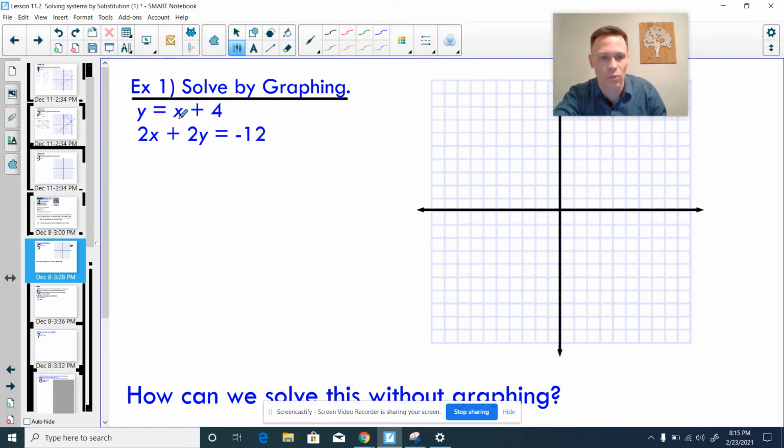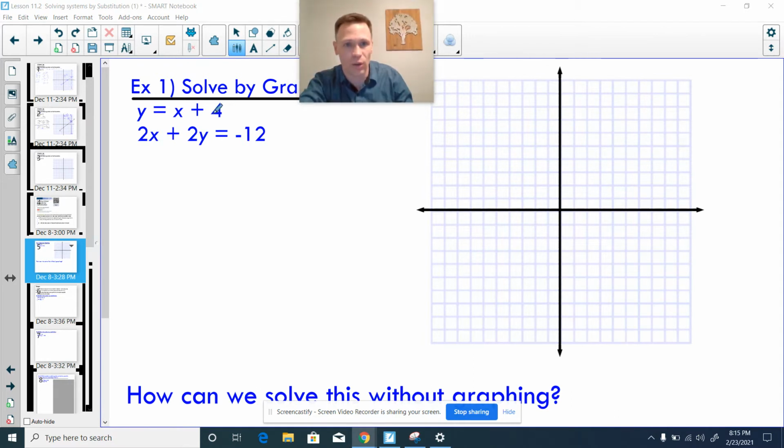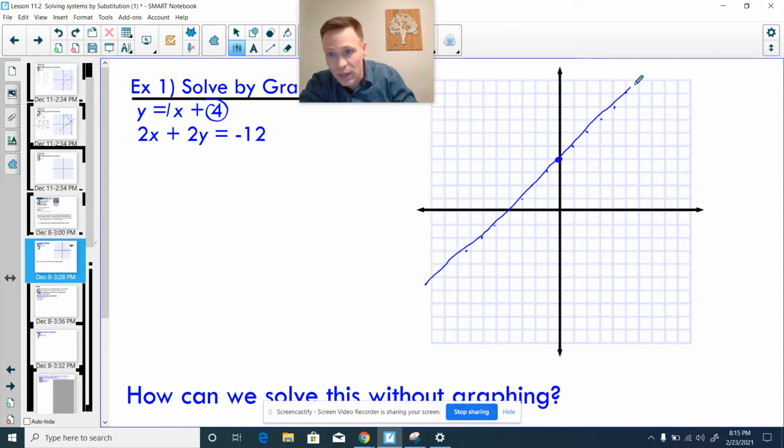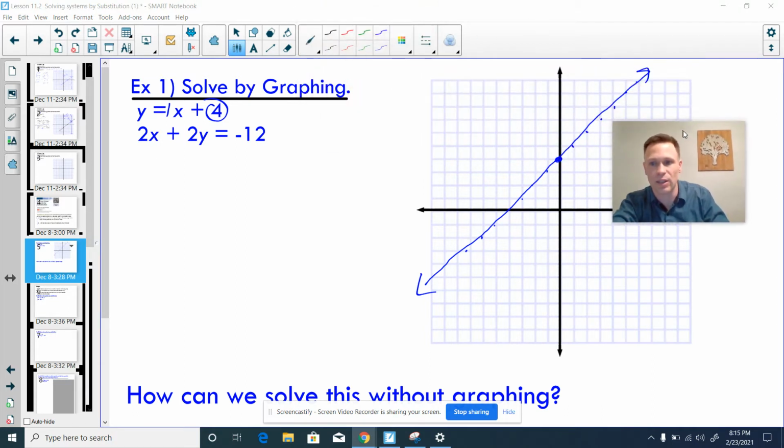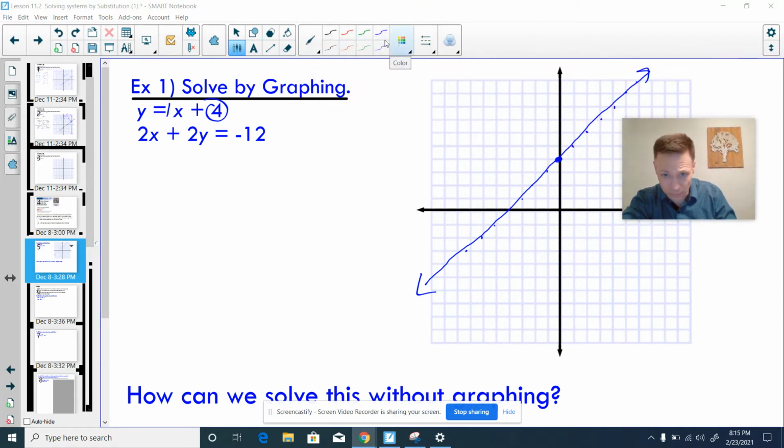So if I ask you to graph this equation, y equals x plus 4, you should all know that 4 is my y-intercept, 1, 2, 3, 4. My slope is 1, so I will go up 1, right 1, and I continue to do that, right? And we know from graphing that the more points I put on the graph, the more accurate I will be. I'll try to graph this as accurate as possible. There we go.